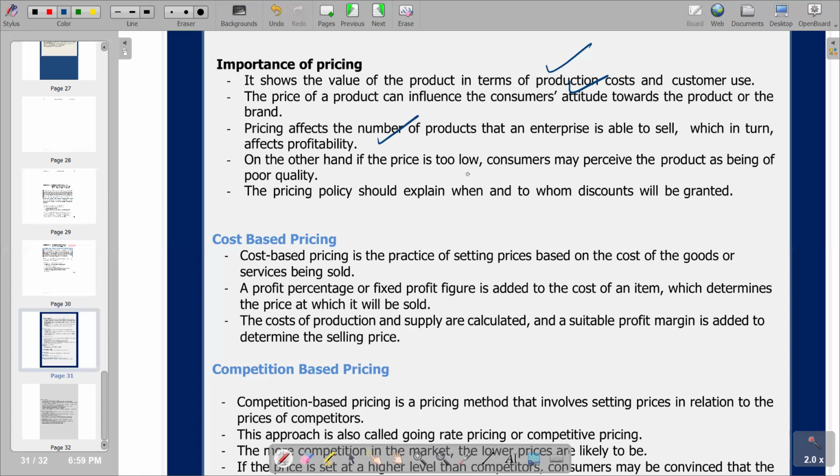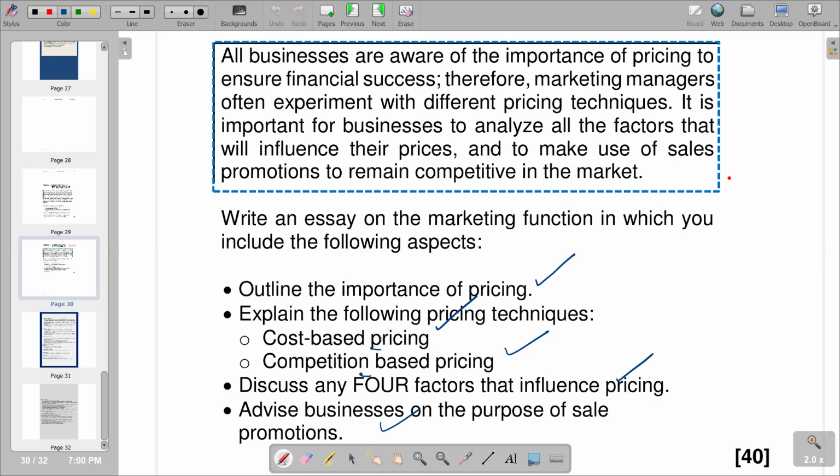The fourth point, on the other hand: if the price is too low, consumers may perceive the product as being of poor quality. And the pricing policy should explain when and to whom discounts will be granted. So this one is explaining the pricing policy. The pricing policy in that business should also tell us about the structure of discounts, in terms of cash discounts and trade discounts, that are going to be given to customers as they purchase the product. So this is the second part of the question, which is saying explain the following pricing based pricing.